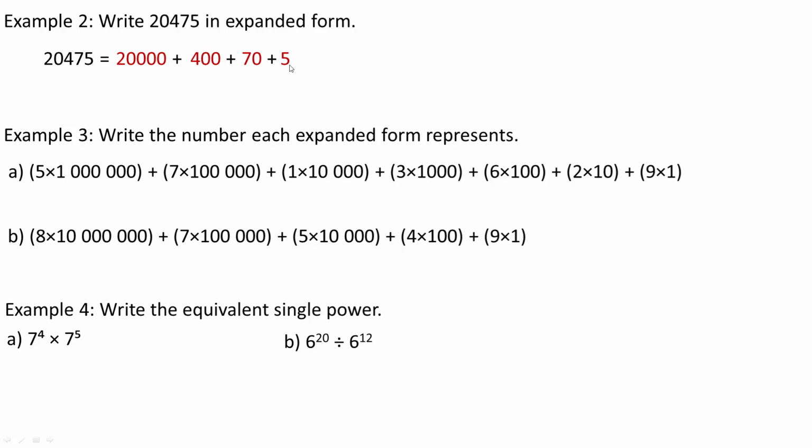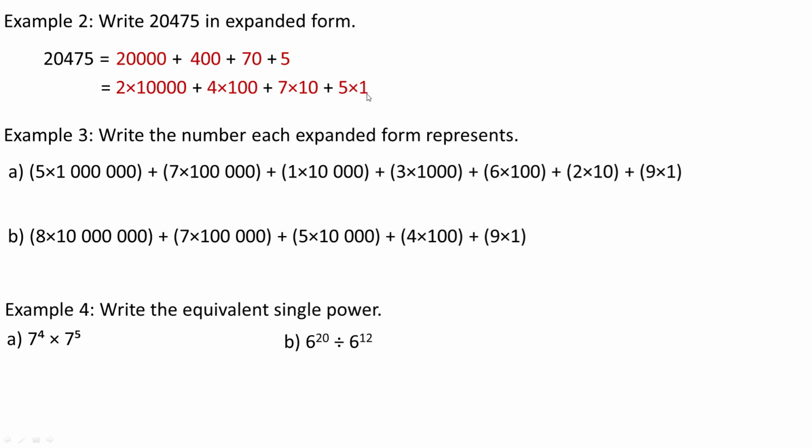So this is kind of on the way to expanded form. Expanded form is you always write it as a single digit times some power of 10. So 20,000 is 2 times 10,000. 400 is 4 times 100. 70 is 7 times 10. And 5 is 5 times 1.